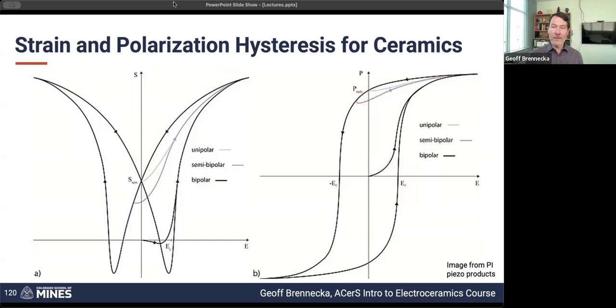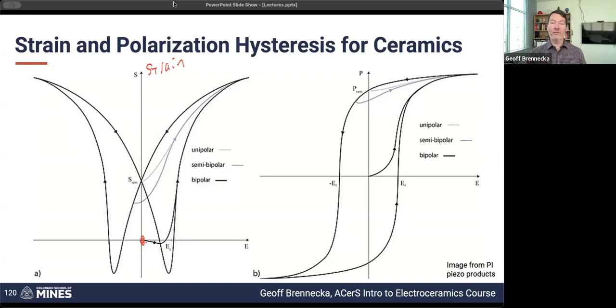So the loop on the right here is what you're used to seeing for ferroelectric hysteresis loops. The one on the left is actually the strain loop for the same sort of measurement. So this is strain as a function of electric field. And now we're starting here at zero strain. And this is true for both the polarization and strain.